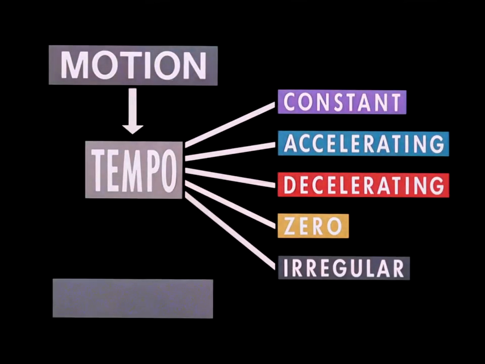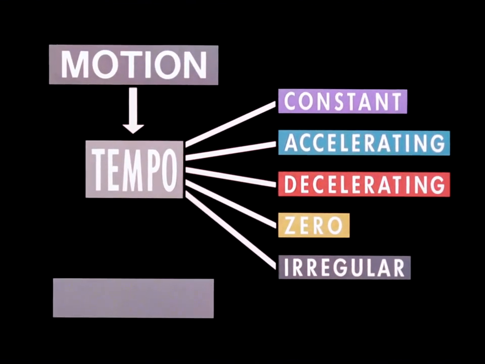This completes our study of animated motion. The main factor is tempo, which overrides everything. Then come the 5 basic categories or qualities of movement: constant, accelerating, decelerating, zero, and irregular. Apart from motion, there remains one major element in animation. This we will deal with in the next part of our series. Part 4, End.